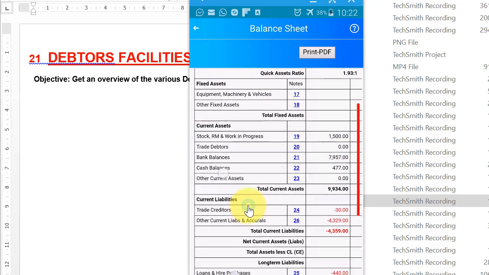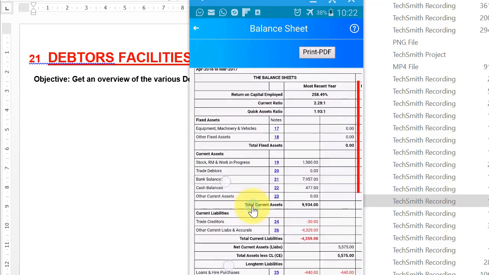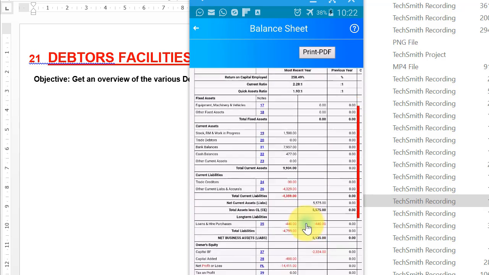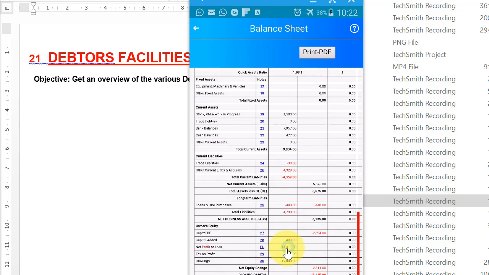Now on this balance sheet, let's look at trade creditors, because there's nothing against trade debtors. Trade creditors we haven't yet recorded. So the balance against trade creditors at the end of the year is 30, and what is recorded using the previous year form should be displayed in that column. We're going to look at that very soon, and it gives us a position to compare the performance in the current against the previous financial year.